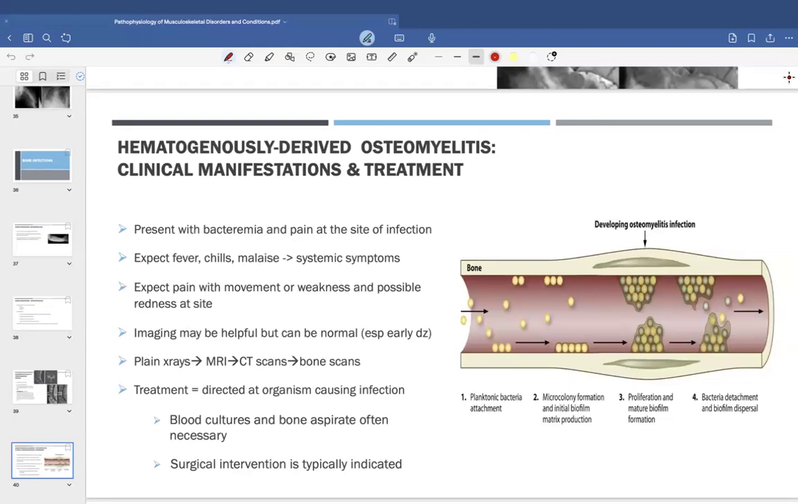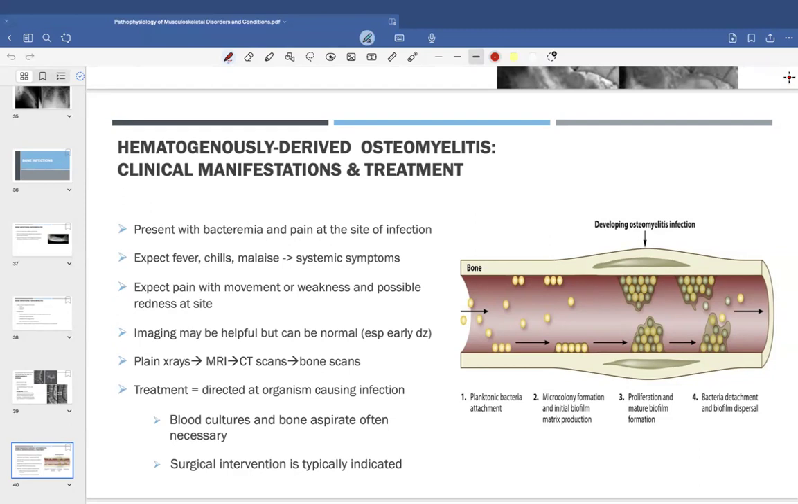So you can expect that fever and more systemic symptoms because of the bacteremia. And then anytime they move the site, and again, unless they have neuropathy, it tends to be painful. It can be red or it may not be. It all depends on how superficial or deep the affected area is. Your imaging can be completely normal in early disease.